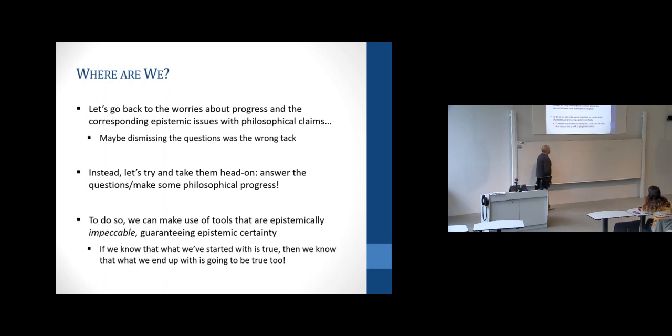So the way we're going to start off first is to use some tools that are, by their nature, epistemically impeccable. What I mean by that is they kind of guarantee epistemic certainty. If you know that the things that you're putting into these tools, or what you started with, is true, then what you're going to get coming out is going to be true too.